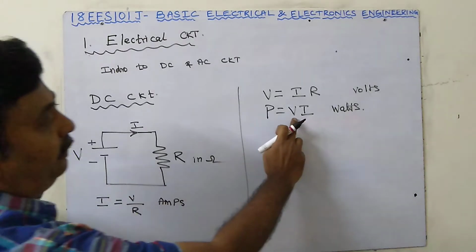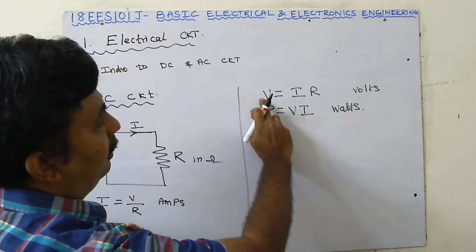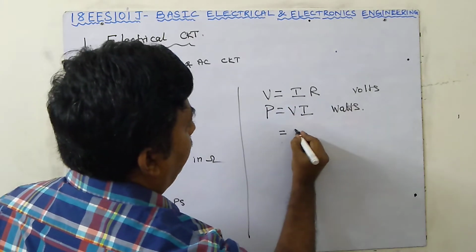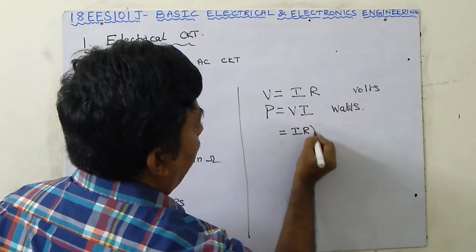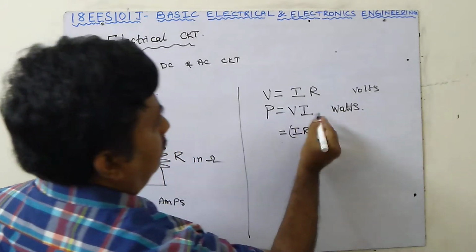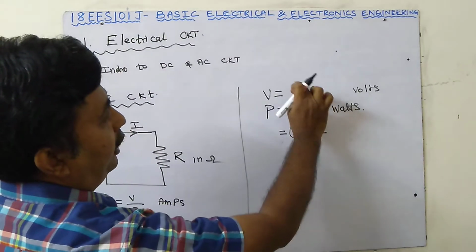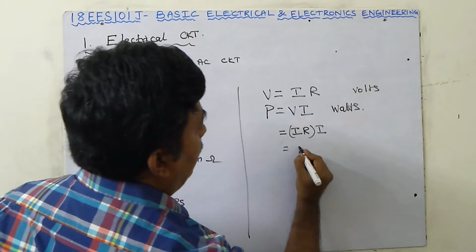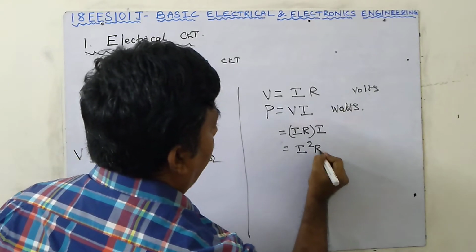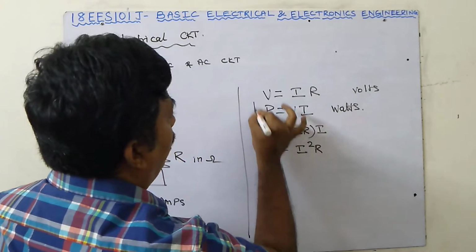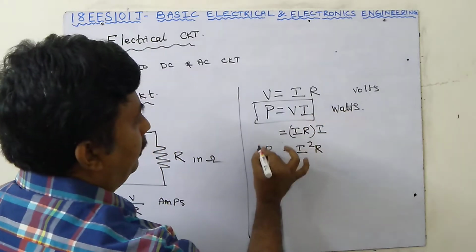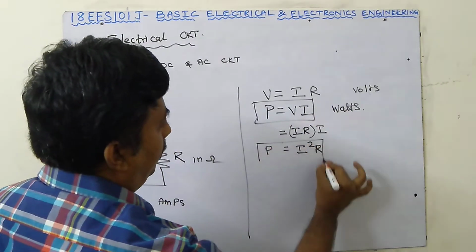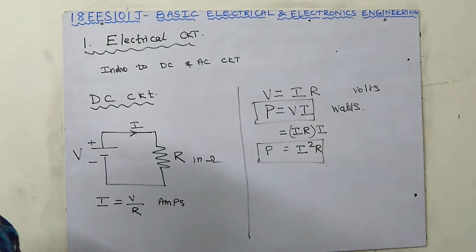So what is the voltage value here? Already we know that voltage value equal to IR. So if I substitute here, I will get P equal to IR into I, which is equal to I square R. So P equal to another formula. One formula for how much power it is consuming is VI, and another formula is I square R. Okay, these are two formulas.